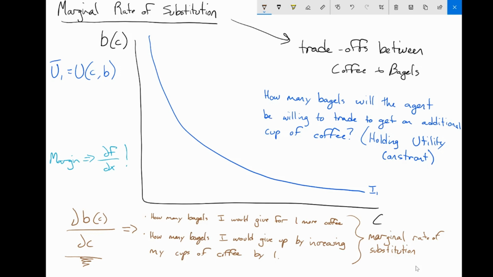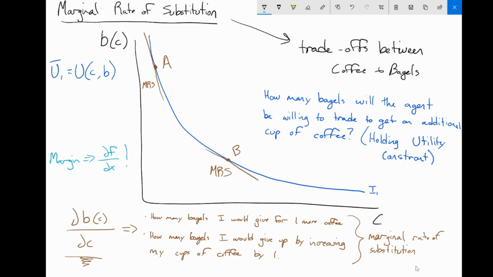It is the derivative of this function. So if I am at point A, at bundle A, the derivative of this indifference curve is going to give me the marginal rate of substitution. That is, how many bagels I need to give up to get an additional cup of coffee. Likewise, down here, let's say this is point B. You take the derivative, and this is the marginal rate of substitution. That means how many bagels I need to trade to get an additional cup of coffee.